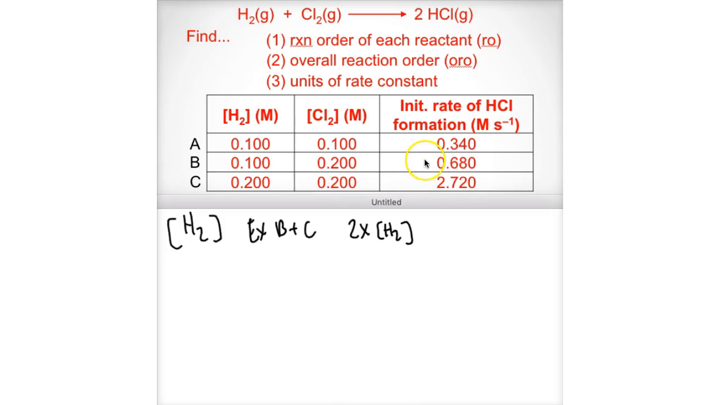And then when we look at B and C from the rates perspective, the rate actually goes up by 4. It went up by 2 squared. So if the change is 2 squared, or 4 times, then we say that this guy is going to undergo a second order.